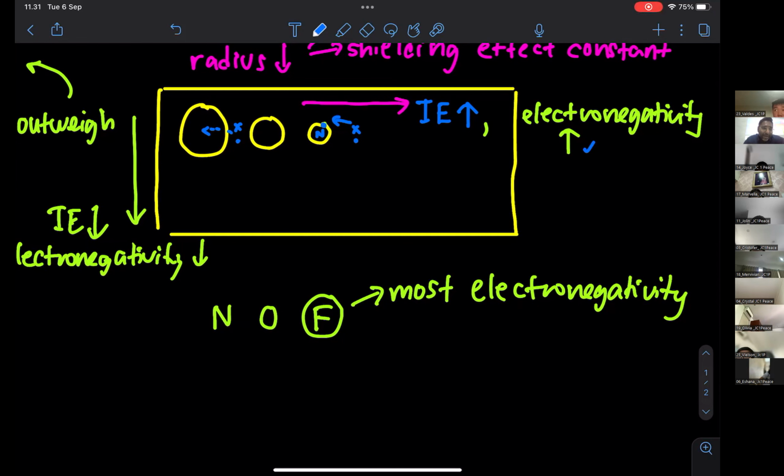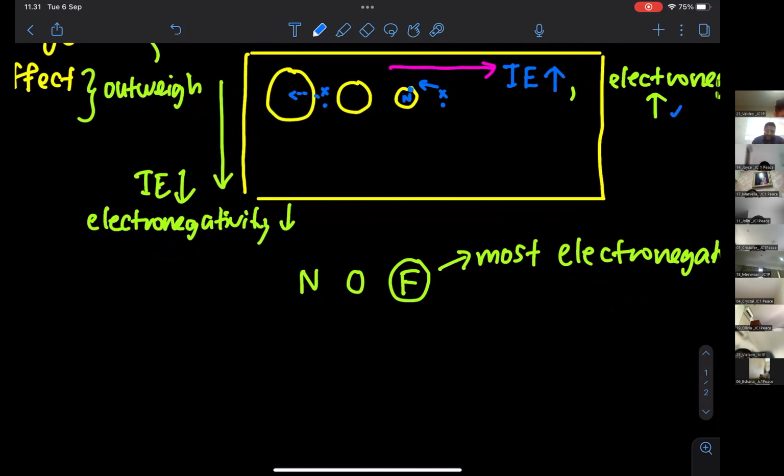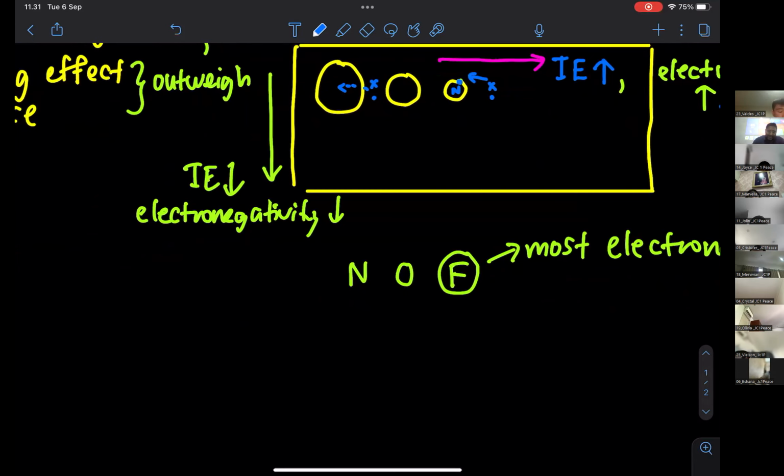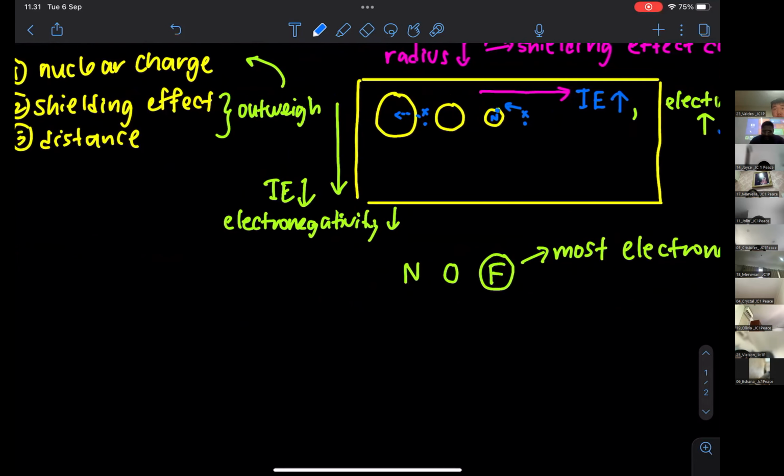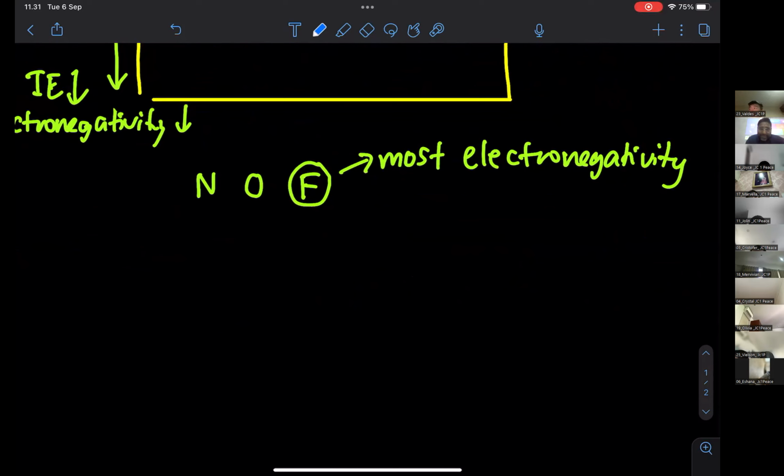So when you go down, the ability also becomes less, because there is more shielding effect, and the distance outweighs the increase in nuclear charge. Anyways, electronegativity can be measured by using the Pauling scale. According to the Pauling scale, the values go from 0 to 4. 4 is the greatest in electronegativity, and 0 is the least electronegative.